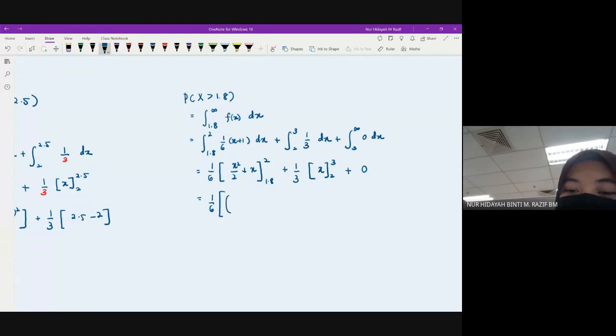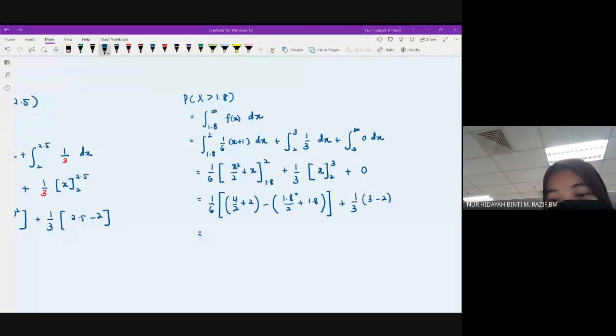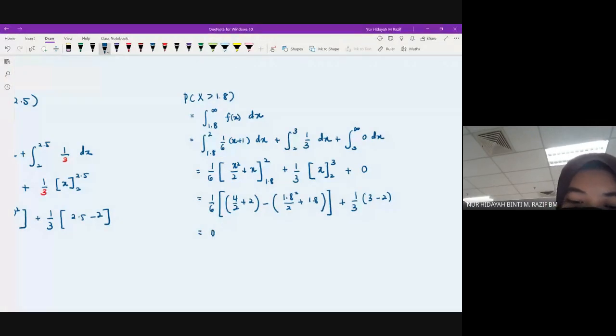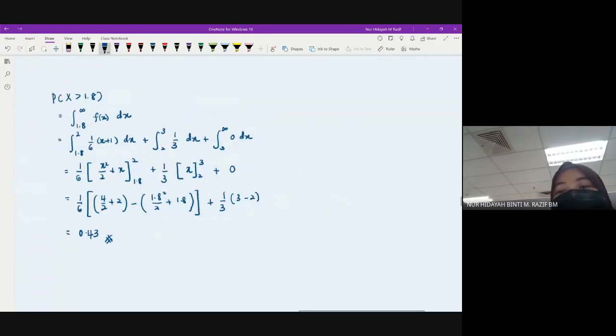So bila kita kira kat sini, jawapan yang you akan dapat adalah 1 per 6 didarabkan dengan buka kurungan besar, so yang dalam saya akan dapat 4 per 2 tambah 2 ditolakkan dengan 1.8 kuasa 2 per 2 tambah 1.8. Okey, lepas tu ditambahkan pula dengan 1 per 3. 3 tolak 2 nilainya 1, yang belakang tu kosong tak perlu tulis. Tekan sahaja your calculator and you should get the answer here is 0.43. That will be your probability such that x is greater than 1.8.